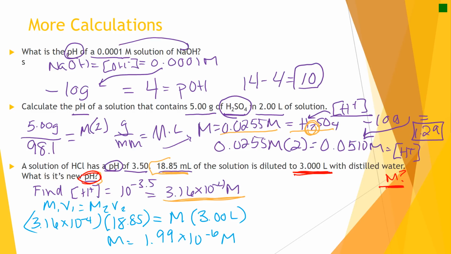Okay, so after the dilution, I now have a concentration that is about 2 times 10 to the negative 6 molar. But I wanted to find the pH, so all I have to do is take the negative log of this number, press enter, and I get 5.70. And because it was an acid, that is its pH.